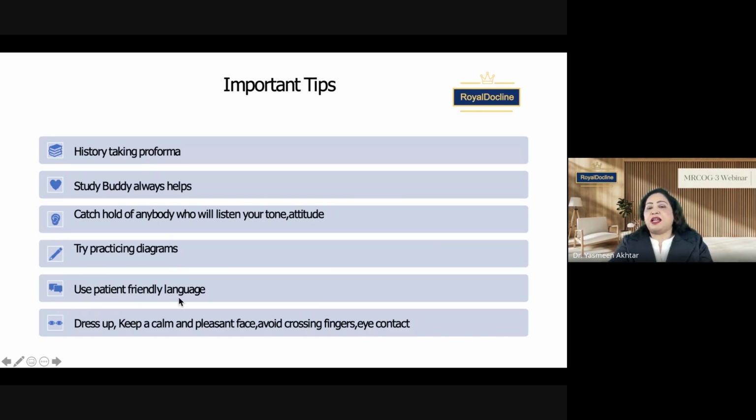Then use patient-friendly language. How will it come? This will come from your patient information leaflets. Right? Very important, the last part, dress up very nicely, but don't dress up like you are going to a wedding. No, you have to dress up like a professional, like a doctor.